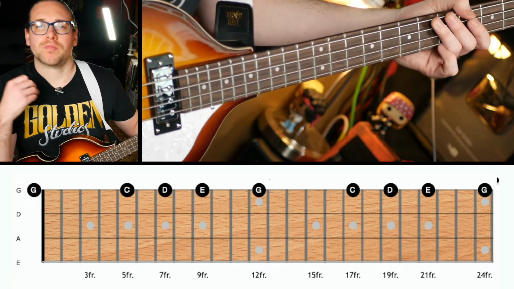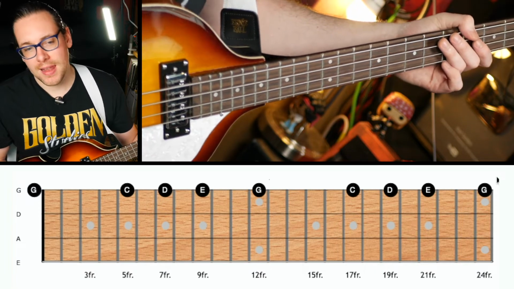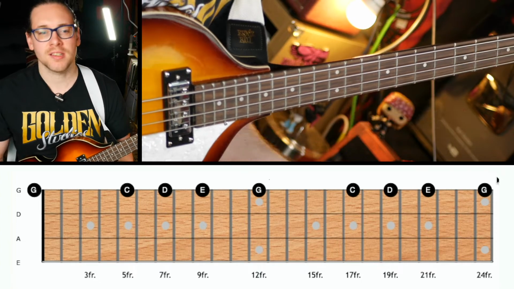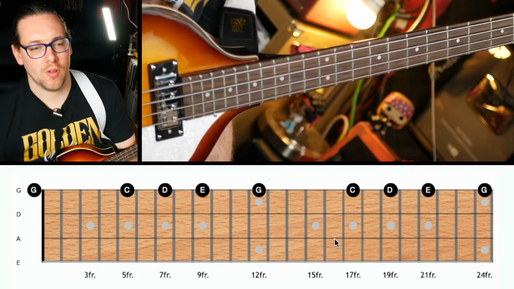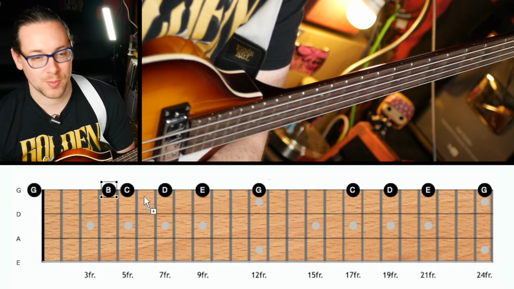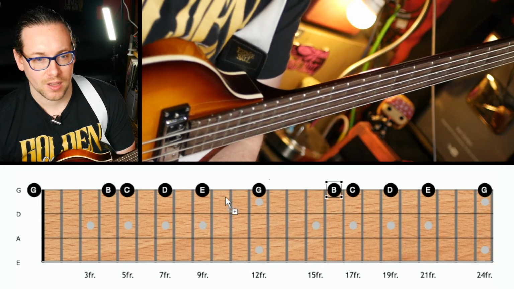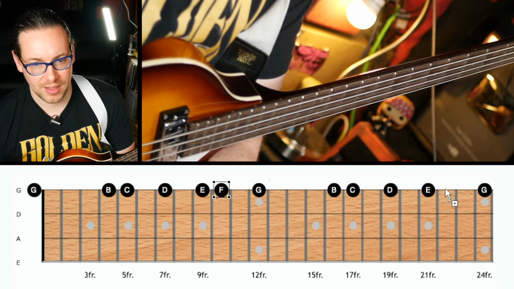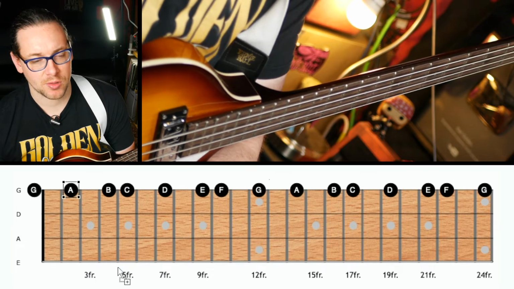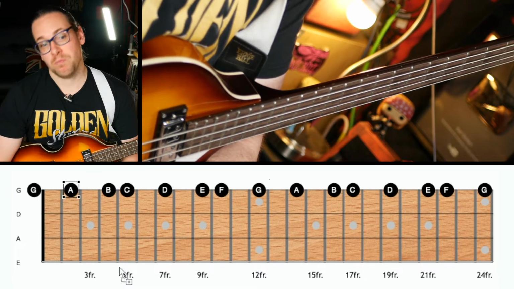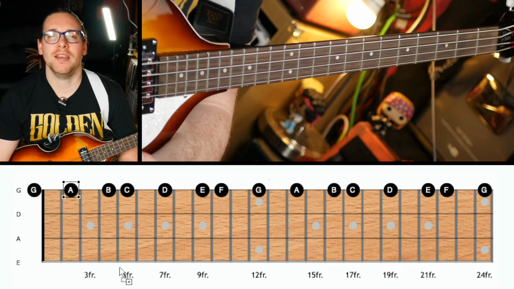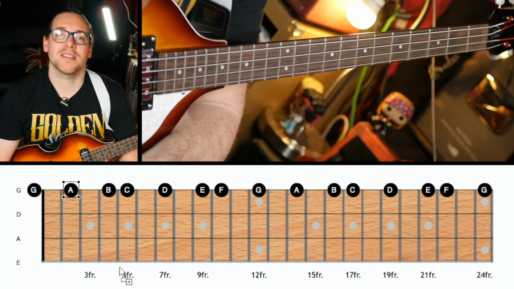So spend some time learning those natural notes that land on the markers. And then once you're comfortable with them, you can fill in the rest of the natural notes. So we know the B is behind the C. We know the F is after the E. And our last one would be the A between the G and the B. So essentially, hopefully you're starting to see the pattern now.